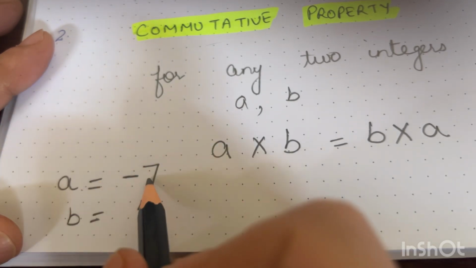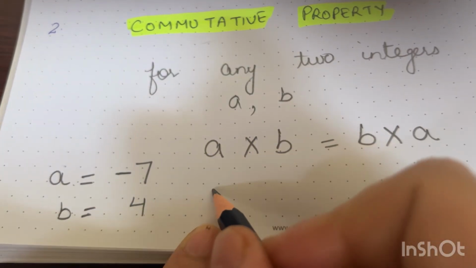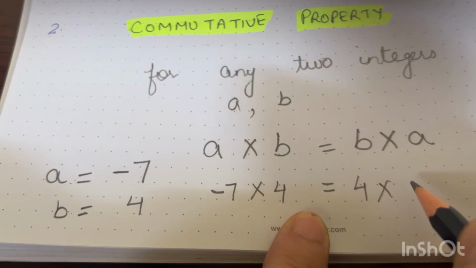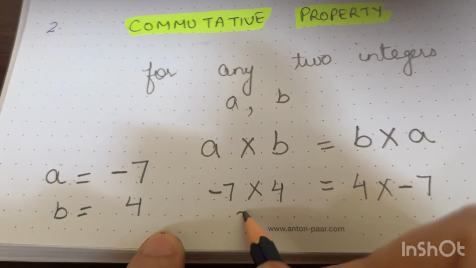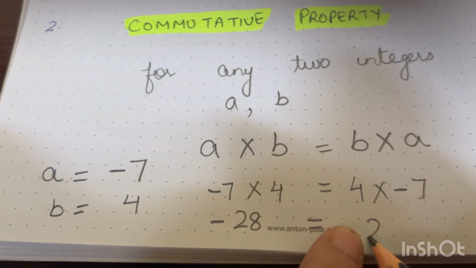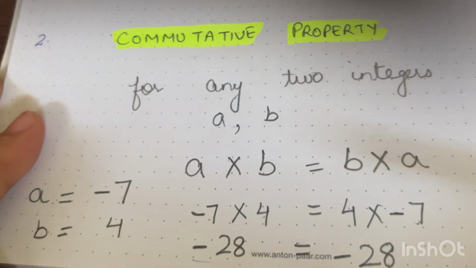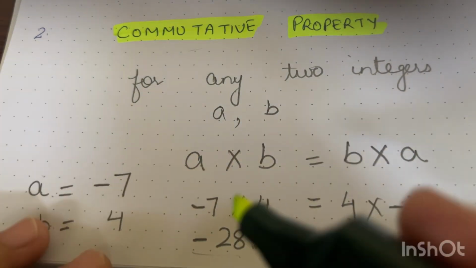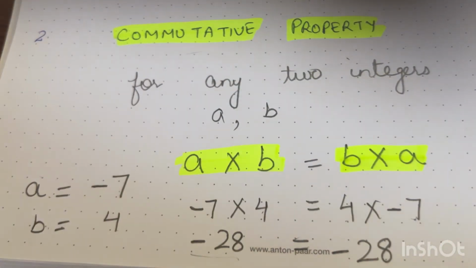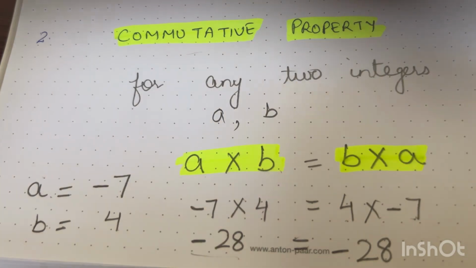So here I am taking a as minus 7 and b as 4. So let us put the values here. a, minus 7 multiplied by 4, is equal to 4 multiplied by minus 7. 7 fours are 28, and the sign will be minus, is equal to 4 sevens are 28, and the sign will be minus. So here we can say that both left and right hand sides are equal. So we conclude that the integers a and b hold the commutative property. That means a multiplied by b is equal to b multiplied by a.